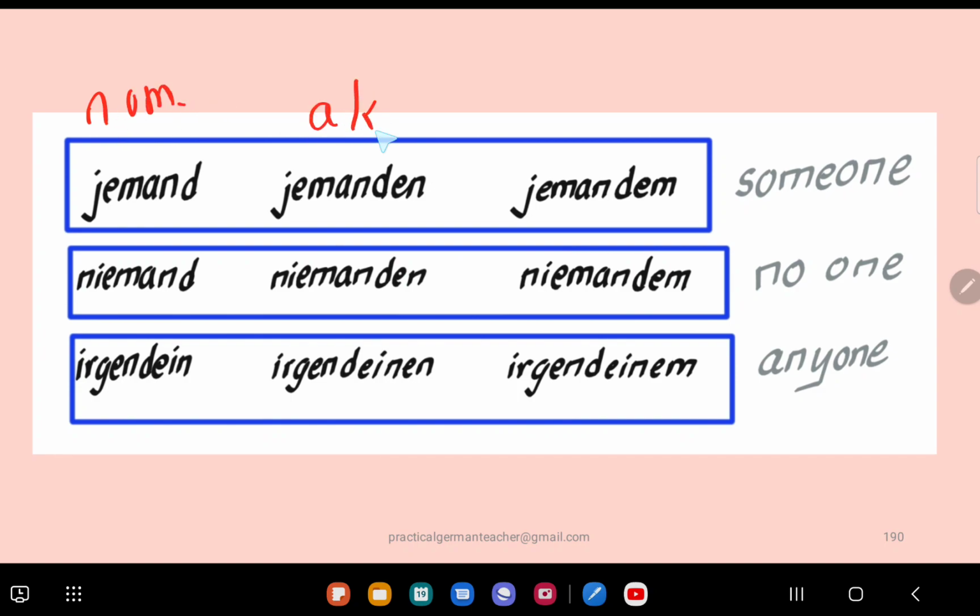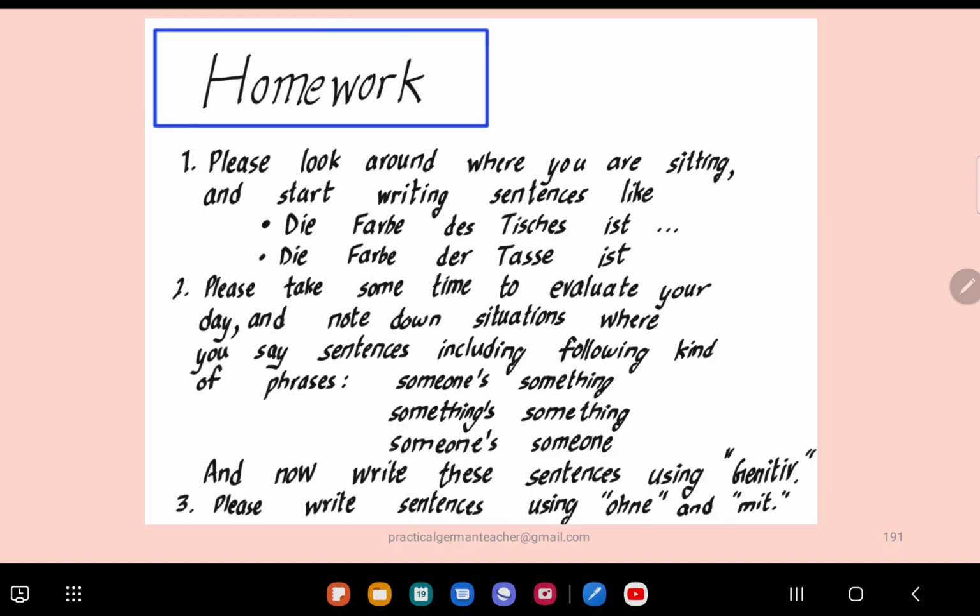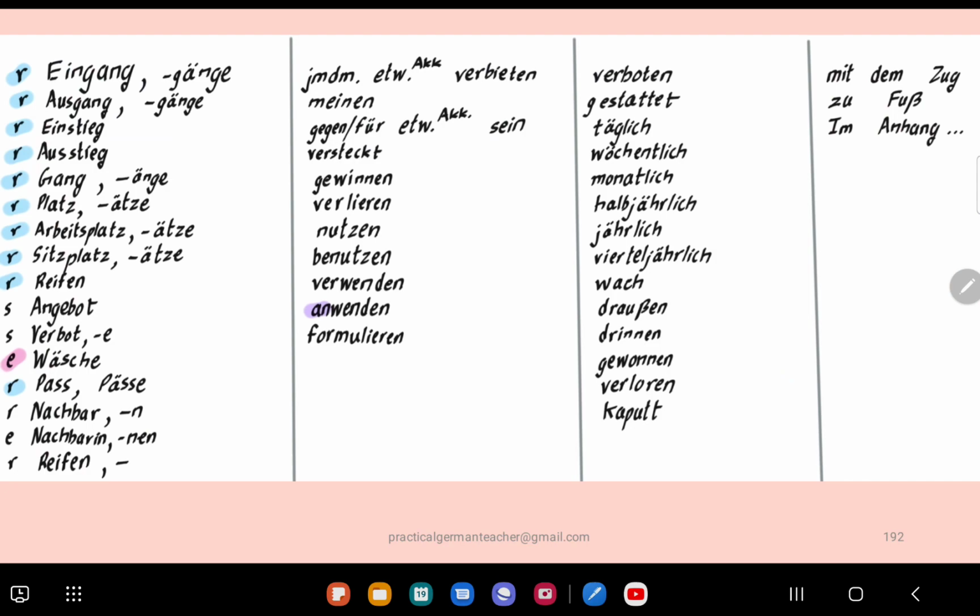Nominative, accusative, dative. Homework, please go through it. See what the homework is about. Let me bother you with some new vocabulary.